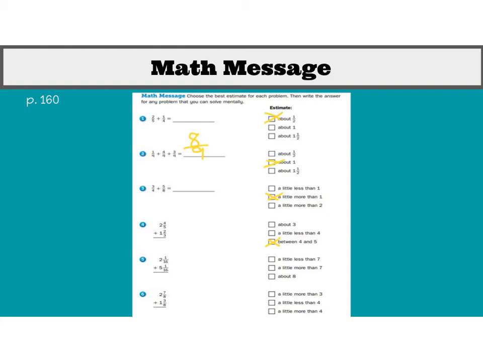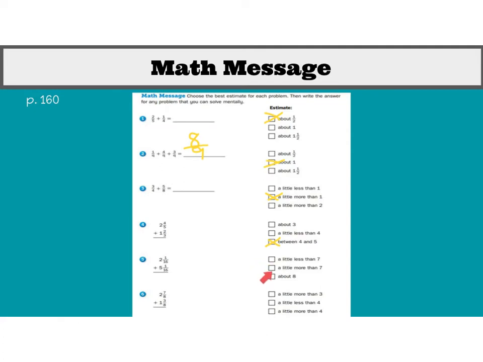All right, let's take a look at number 5. We have 2 and 1/16 plus 5 and 1/16. Again, I notice when I read these off to you, they have the same denominator. We're going to go over here. I know 2 and 5 already equal 7. My choices are a little less than 7.